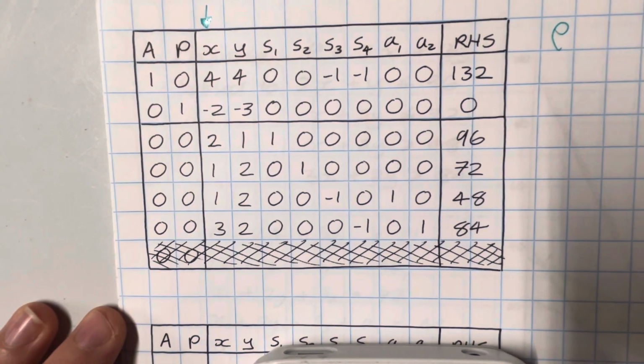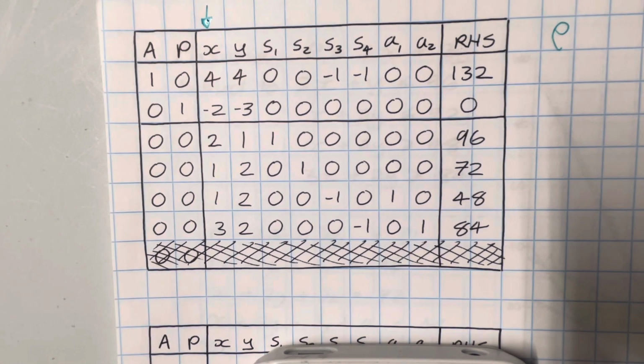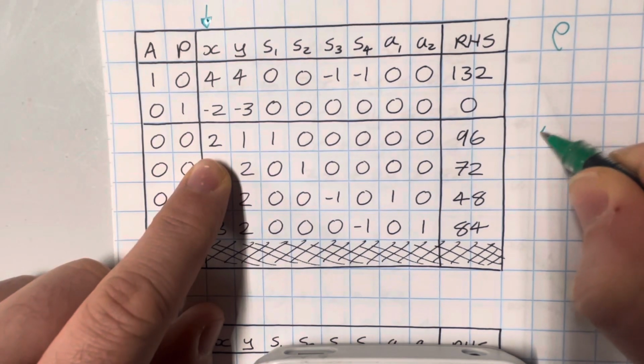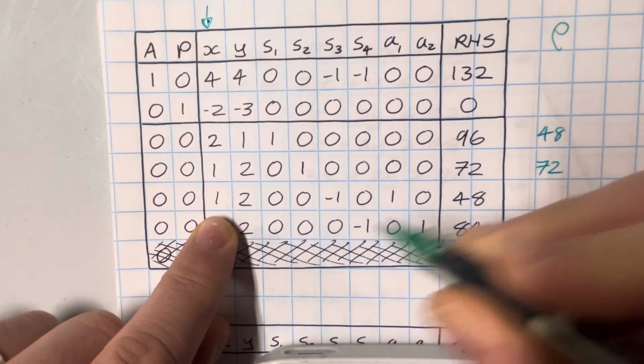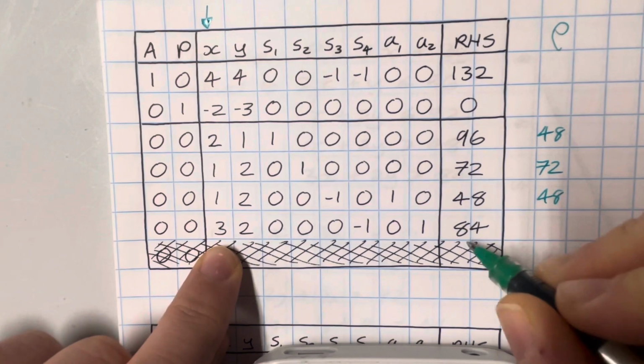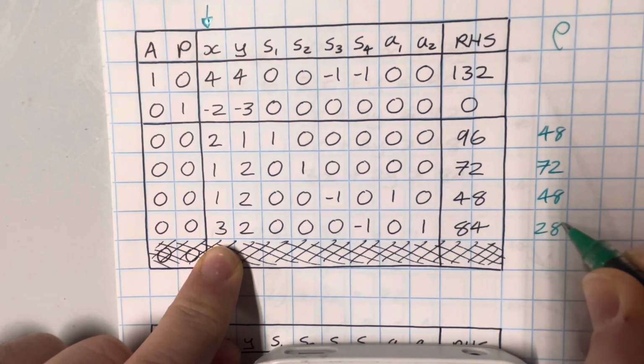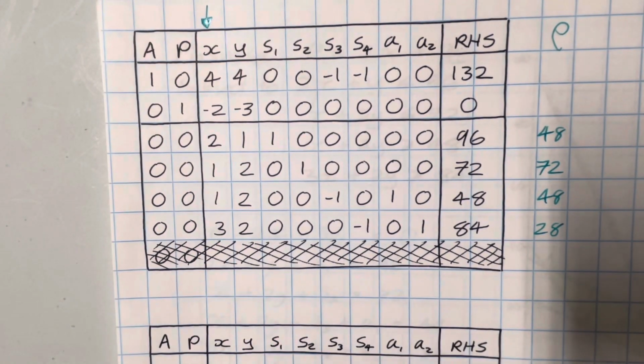So pop a row over on the right hand side of the Tableau, and then we're going to do 96 divided by 2 to give us 48. 72 divided by 1 is 72. 48 divided by 1 is 48. And 84 divided by 3 is 28. Okay, so those are our 4 results from our ratio test.